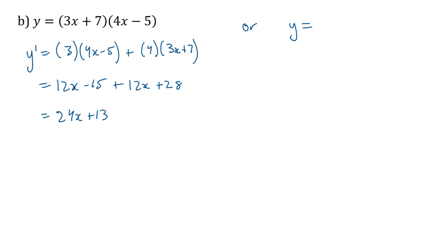Or what if I expanded this first? Because binomial multiplication is something I'm pretty good at. So 3x times 4x is 12x squared. 3x times negative 5 is negative 15. 7 times 4 is 28. So this is plus 13x minus 35. Y prime is 24x plus 13. Ha! Same thing. Which way's easier?